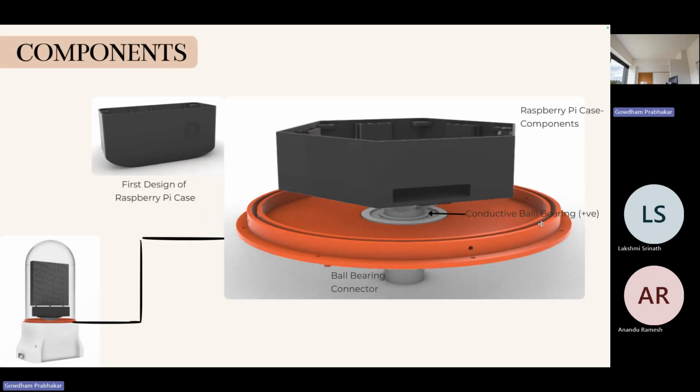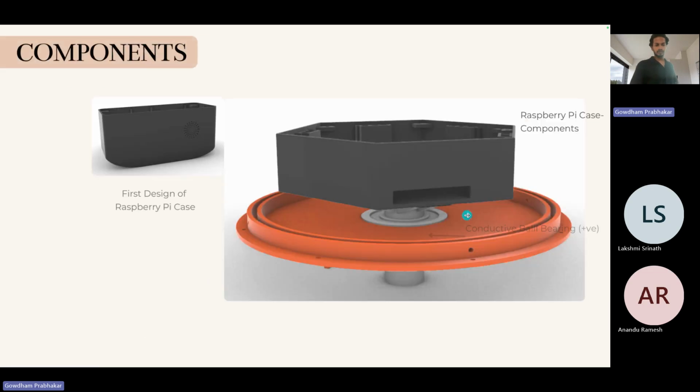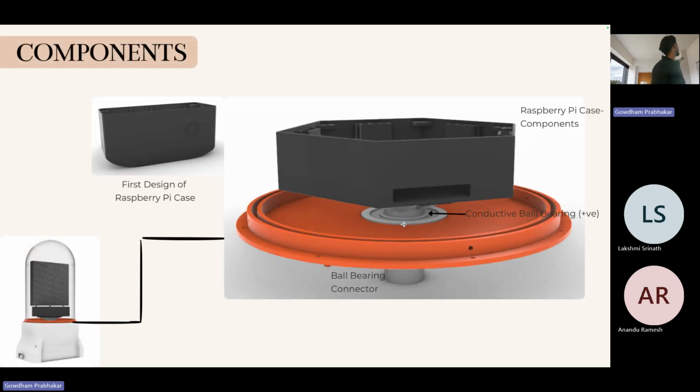Then there is this part. In this part, there is a negative ball bearing. Sorry, there is a slight mistake in the presentation. This ball bearing will go through these two ball bearings to connect to the motor that we have set here. So this is the first.